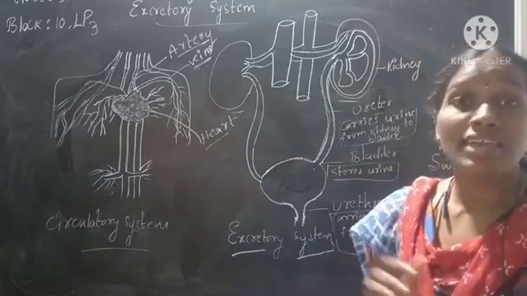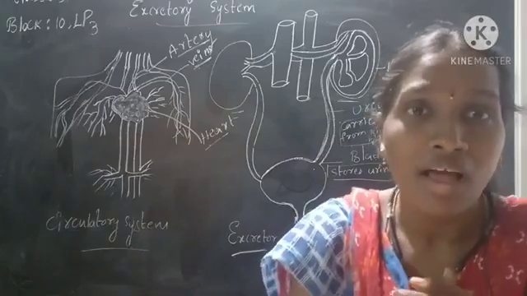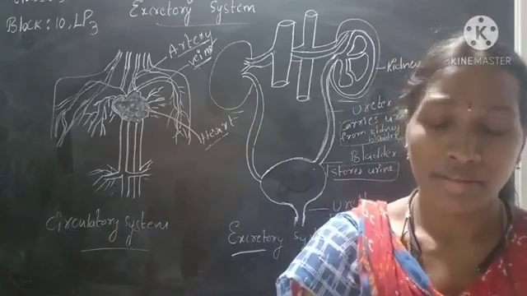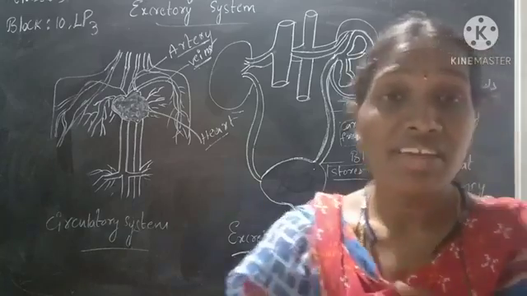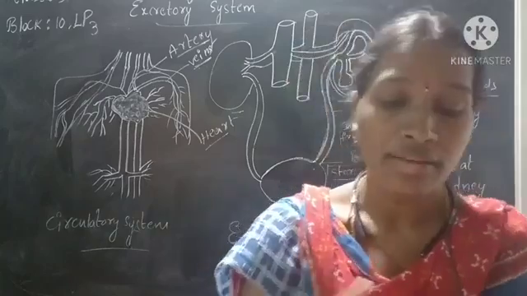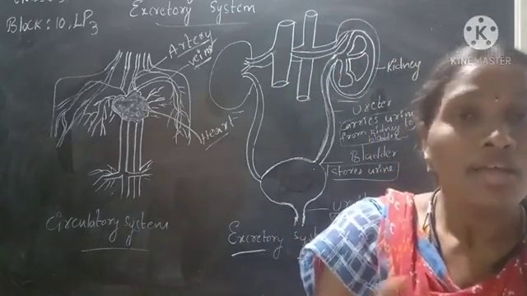And the arteries take the blood from the heart to all parts of the body. Okay. That's why we can say that blood is important. Blood has an important role in the body.